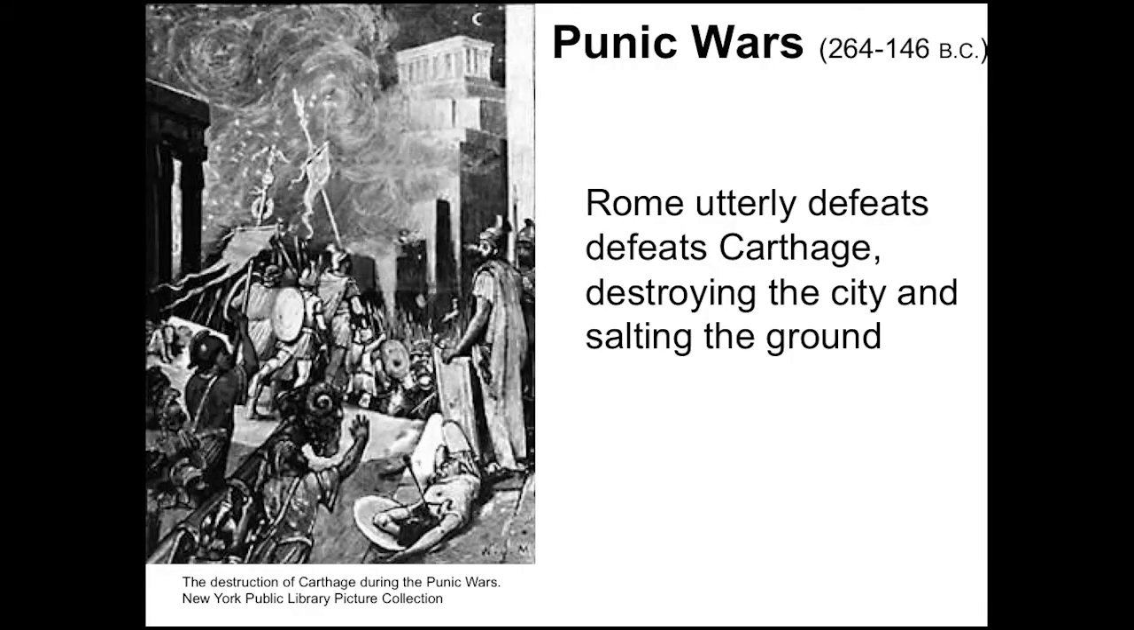Now, in the Punic Wars, Rome utterly defeats Carthage. In the Third Punic War, they go into Carthage, they destroyed the city, they killed all of the men, they enslaved the women and children.